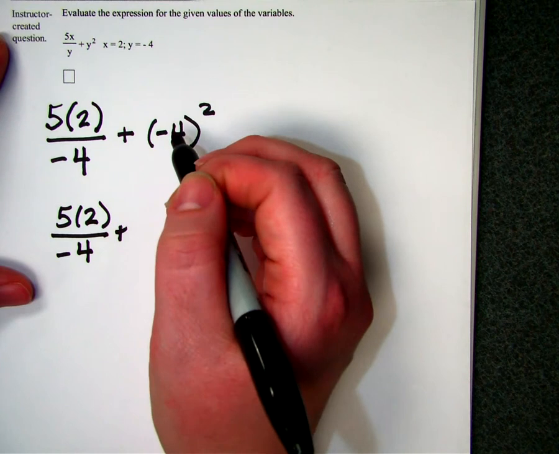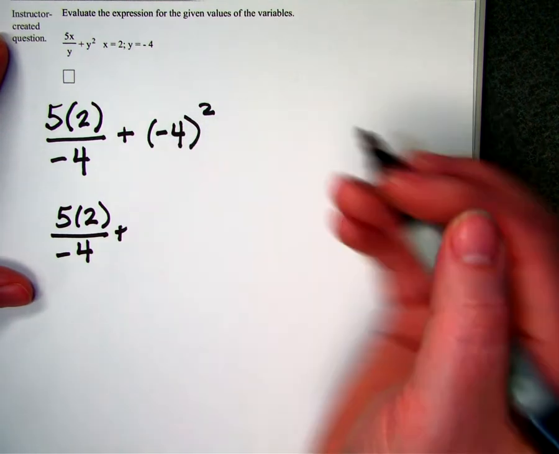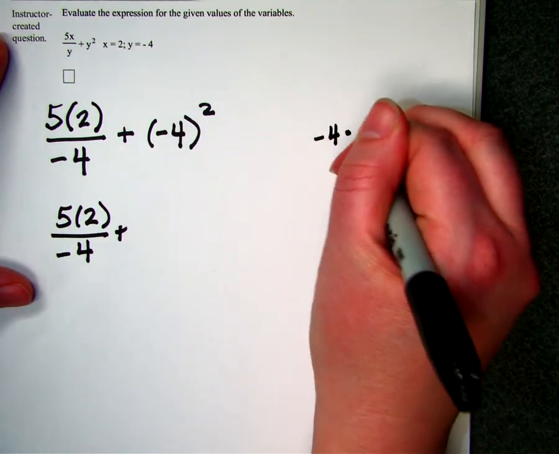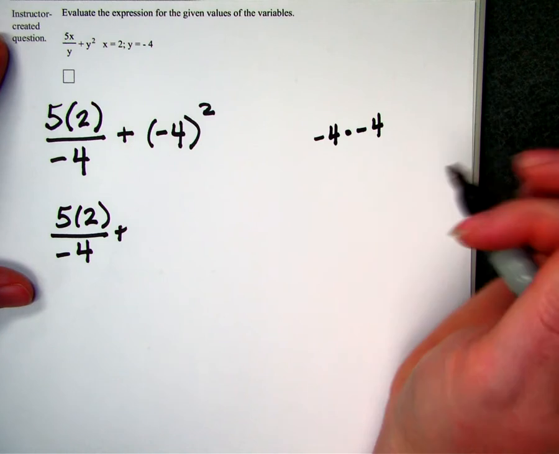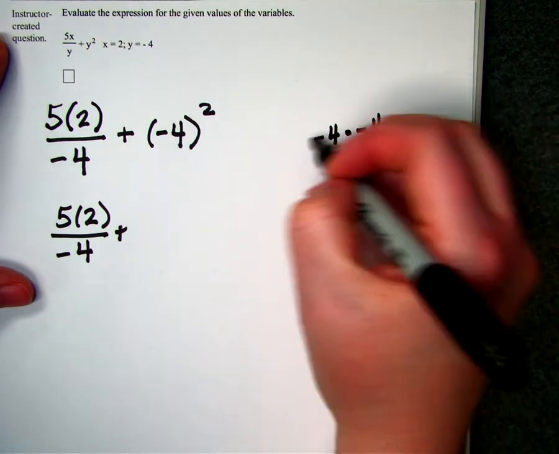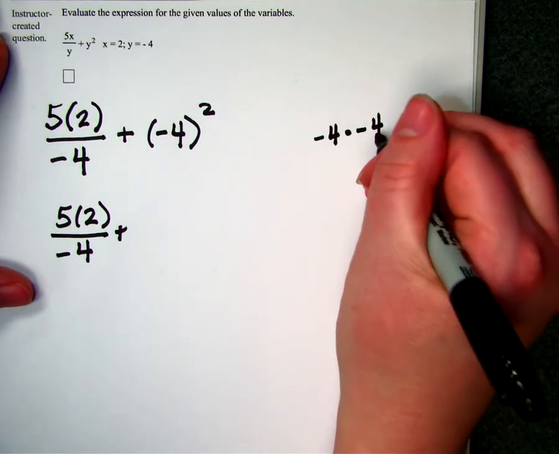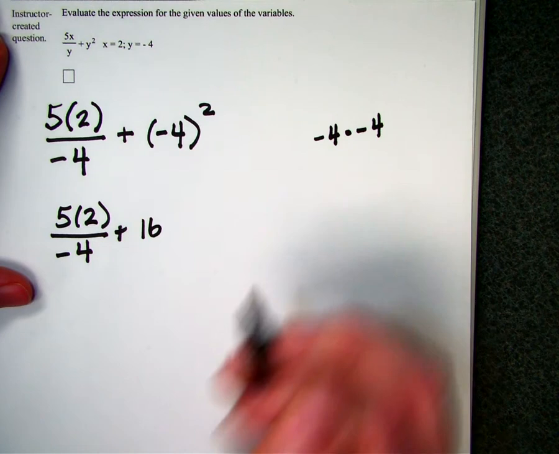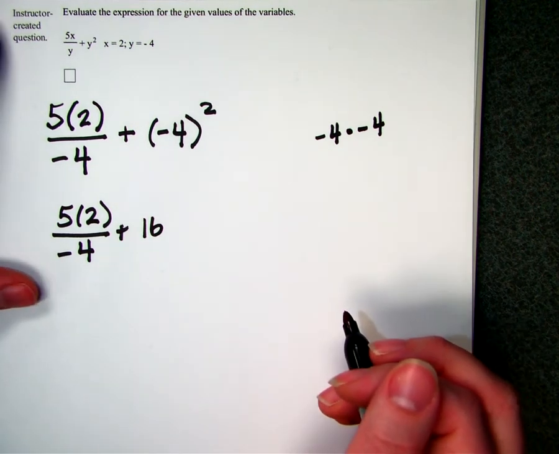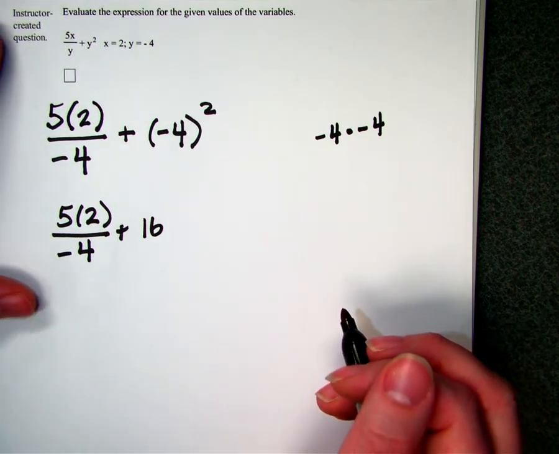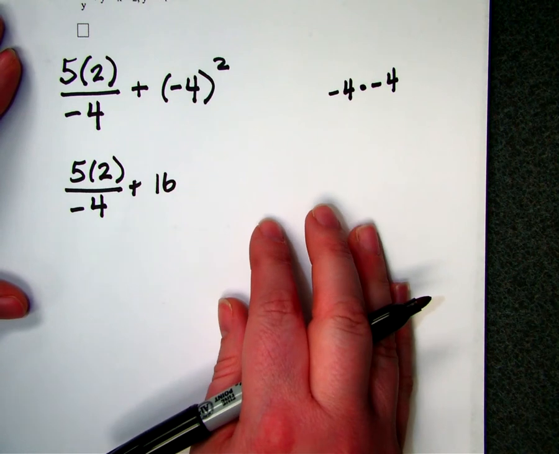Negative 4 squared is negative 4 times negative 4. A negative times a negative gives me a positive number, so I'm not worried about the sign anymore. 4 times 4 will give me 16. So now I have 5 times 2 over negative 4 plus 16.